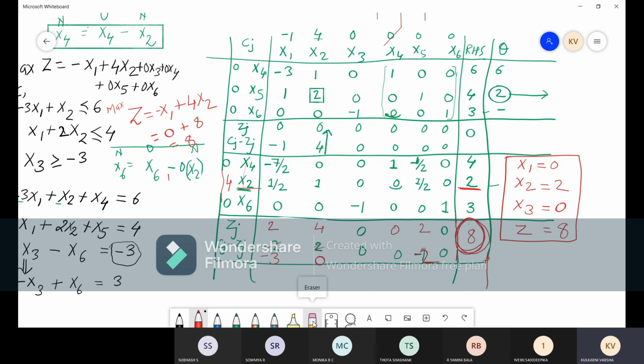You can always cross check your answer by keeping the values of the decision variables which you get finally. Those values you can keep in the original maximization function, or original objective function, and you can find out whether the z you are getting is equal to this last value. So if you are getting that, that means it is correct. Okay, so any doubt? Is it clear now?